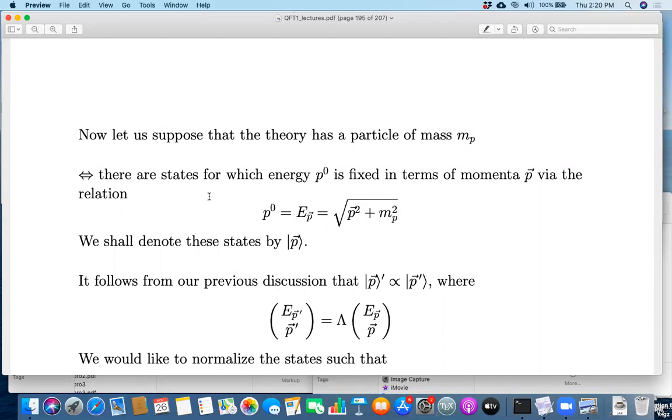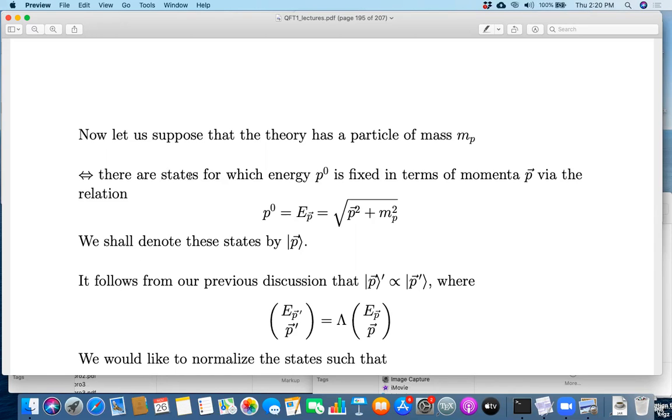Okay. Yeah, sorry. The statement that I made is the following. We don't know a priori what you mean by particles. So here I am defining what you mean by particles. We'll say that the theory has a particle of mass mp.